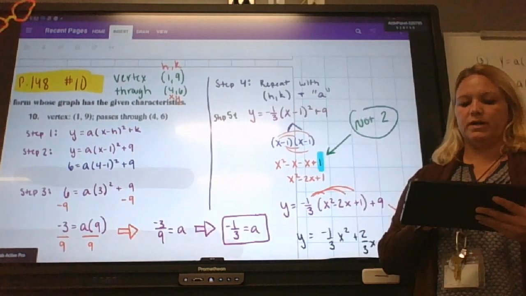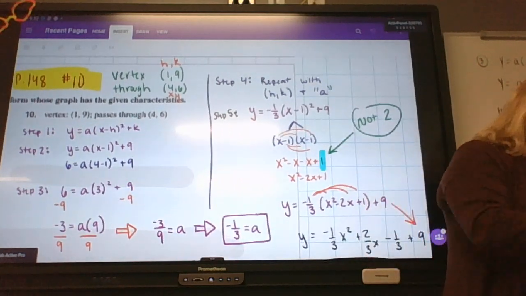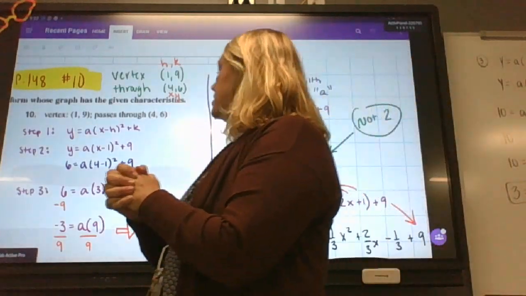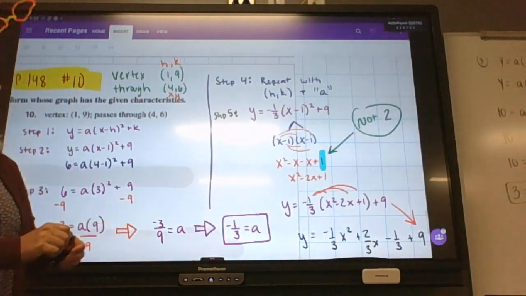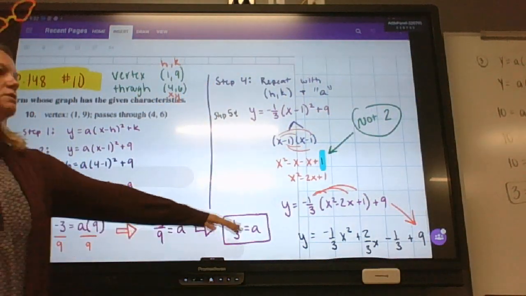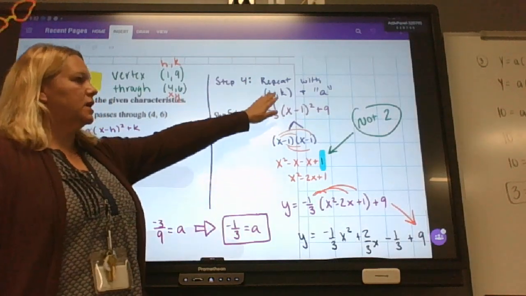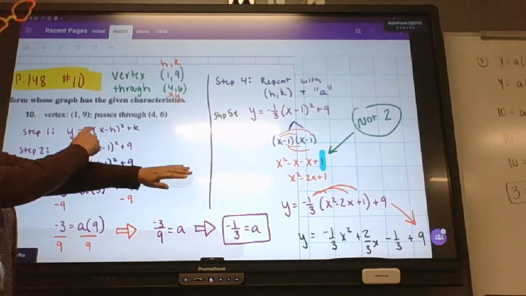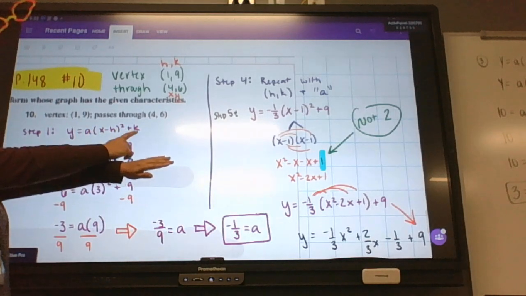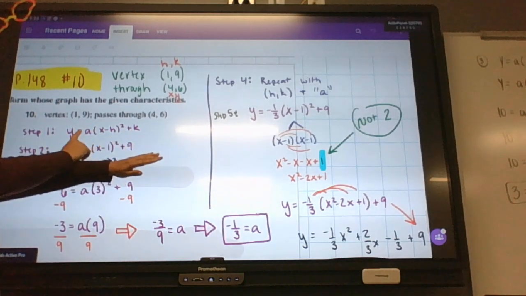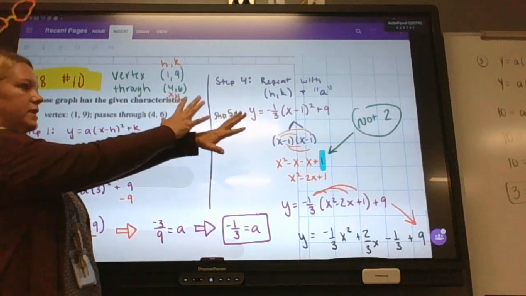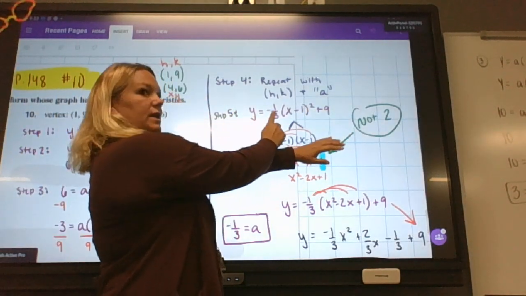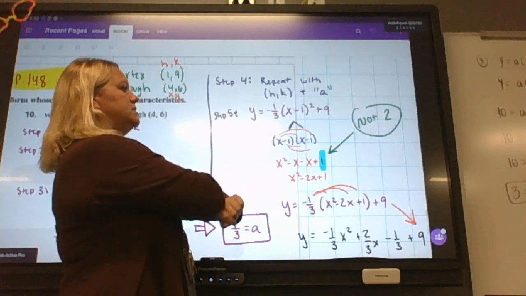That is part 1. Part 2 is a little bit more challenging, so let's pause and look at it. So you repeat the whole process. It's kind of like you start over again. You start with the vertex form model, but this time you plug in the H and the K spot, and you plug in the A spot. So over here, I have the 1 and the 9, and I put in that negative 1/3 that we worked to find in step 3.